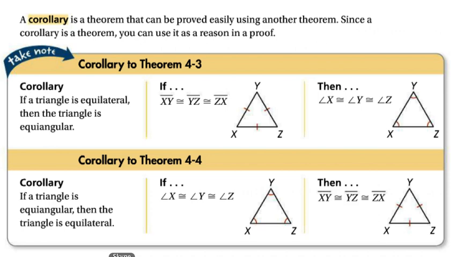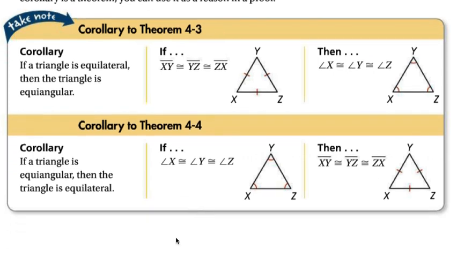A corollary is a theorem that can easily be proved using another theorem. So here we have two corollaries using equilateral triangles. And these are easy to prove because they're very similar to what we have with our isosceles triangles. So the first corollary says that if all the sides are congruent, then all the angles are congruent. The second corollary says, well, if all the angles are congruent, then all the sides must be equal in length. So those are corollaries to our isosceles triangle theorem and its converse.